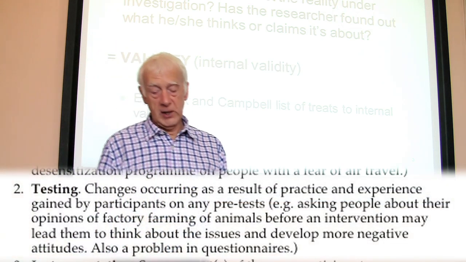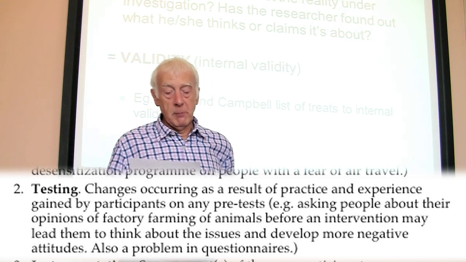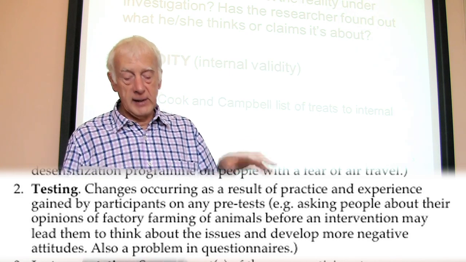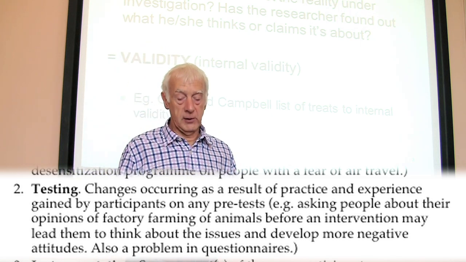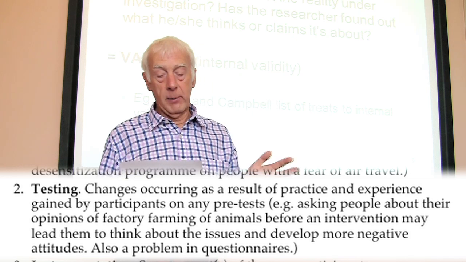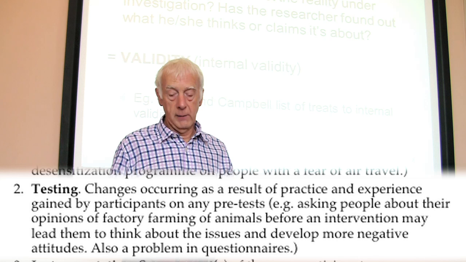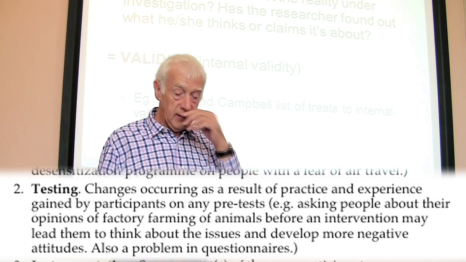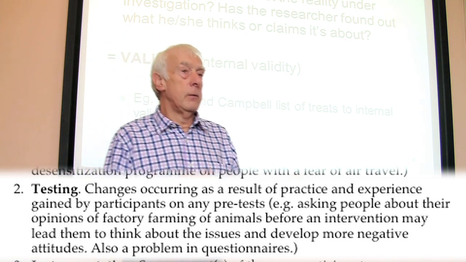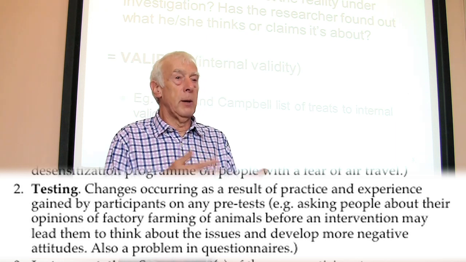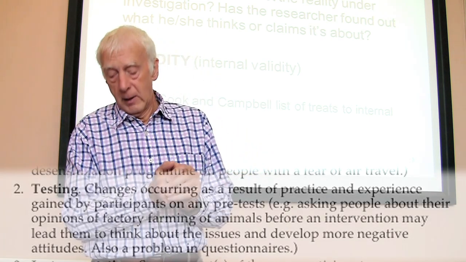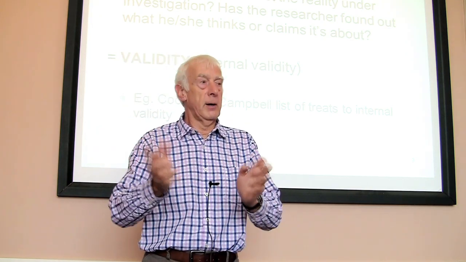Okay, let's look at number two, the testing effect. And this is where some kind of change occurs as a result of the practice and experience gained by actually doing the research, by taking part in some kind of research, the pre-test, for example. So the example I've given in brackets is asking people about their opinions of factory farming of animals before an intervention might lead them to think about the issues and develop more negative attitudes. So you've got some kind of research program looking at what people feel about factory farming, but simply raising the questions. It's not a subject that people often think about, perhaps, or at least most people don't think about a lot. You just go in the supermarket and buy your food, and that's it.